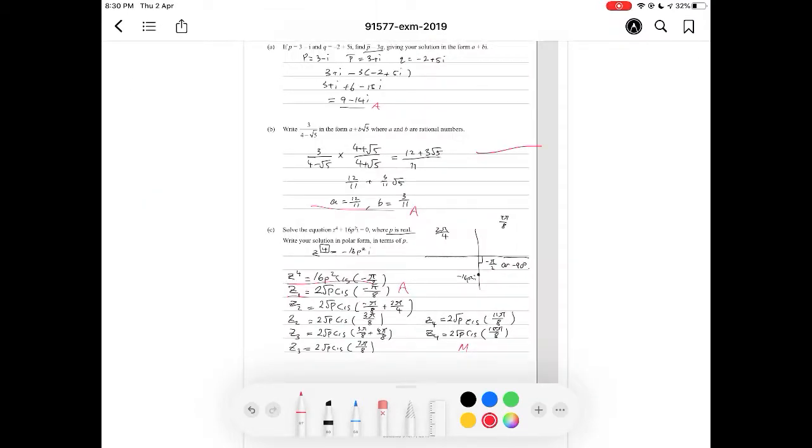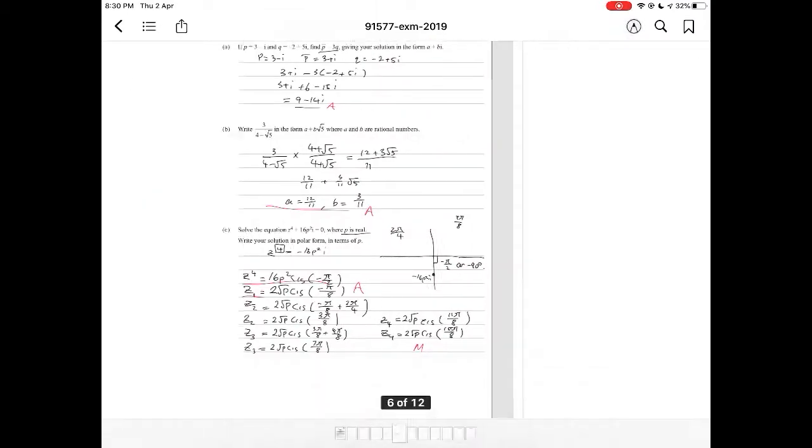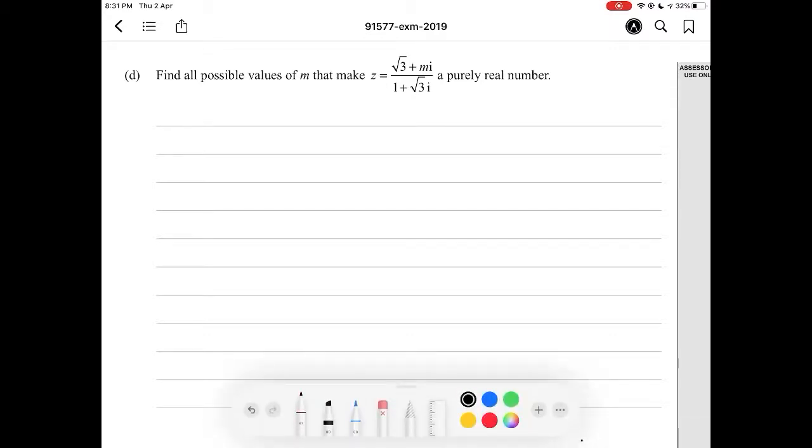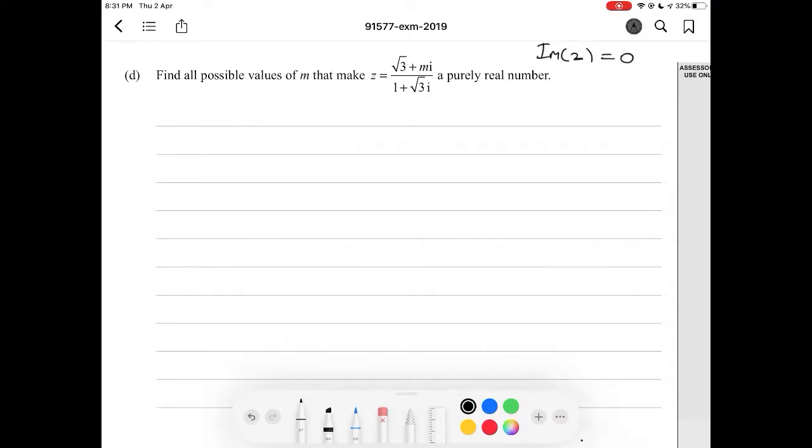Alright, question D. Find all the possible values of m that makes z equals root 3 plus mi over 1 plus root 3i a purely real number. So a purely real number, that means the imaginary part of z must be equal to 0. So there's no imaginary part, therefore it's purely real. So once again, we have i on the denominator. We want to move it to the numerator. That's the first thing we do. We're going to multiply by the conjugate.